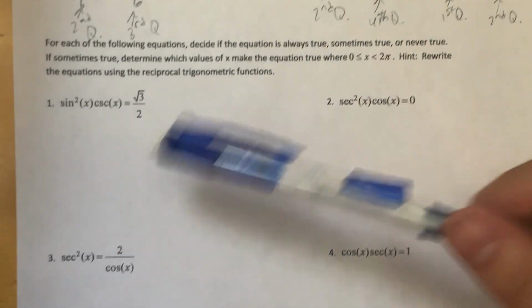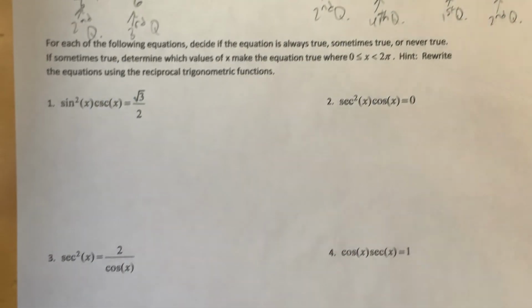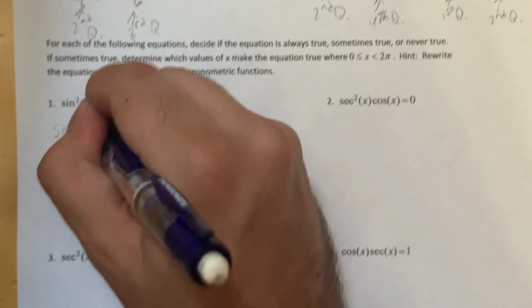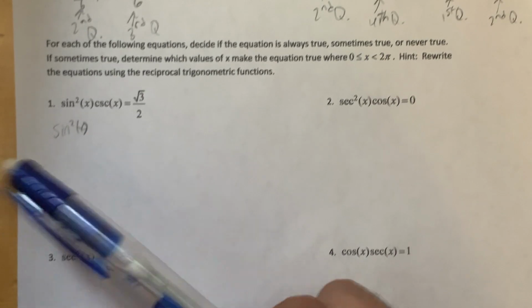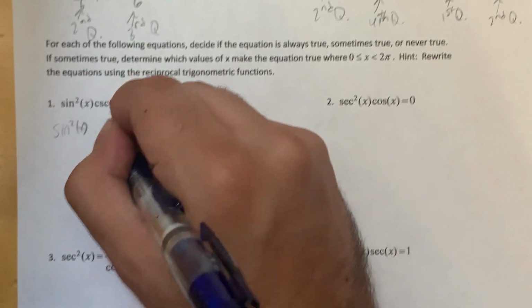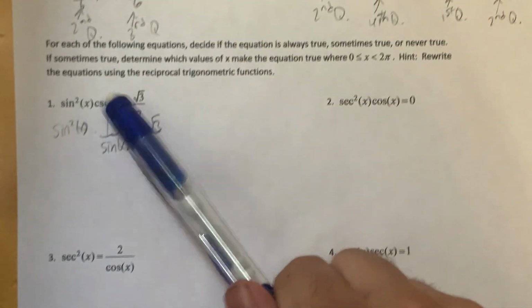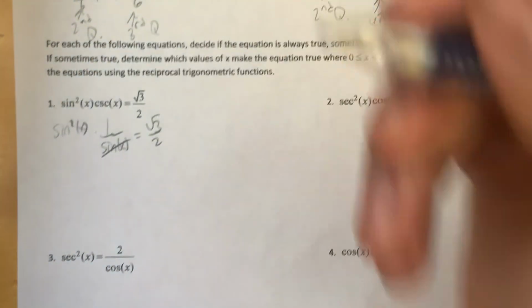So, whenever you see problems like these, try to simplify first, left side or right side. Just go for it. Simplify it. So we're going to do sine squared x. This means that there are 2 sines squared, so it's sine of x times sine of x, times 1 over sine of x, because that's the opposite of cosecant, equals square root 3 over 2. Because I changed cosecant of x, I know that disappears, and that turns into a 1.